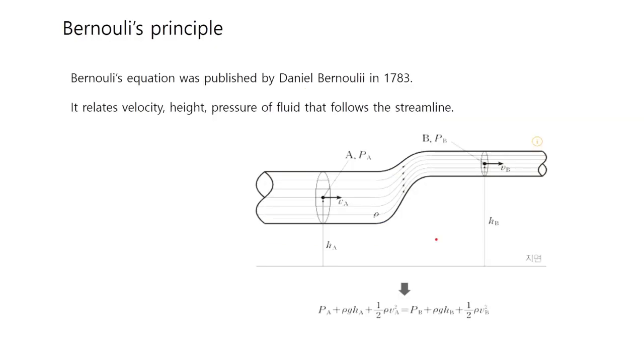Bernoulli's equation was published by Daniel Bernoulli in 1738. It relates the velocity, height, and pressure of a fluid that follows a streamline. The equation looks like this. It can be taken as conservation of energy in fluids.